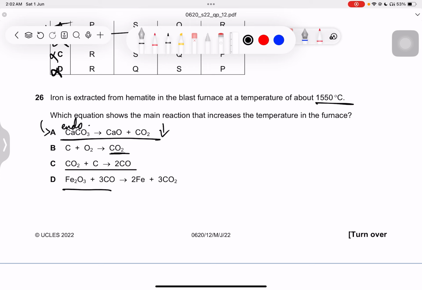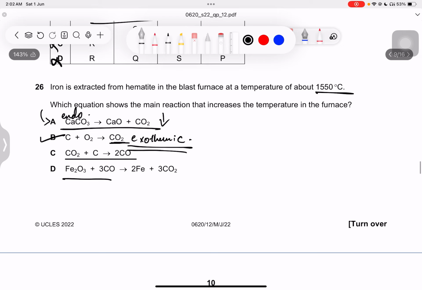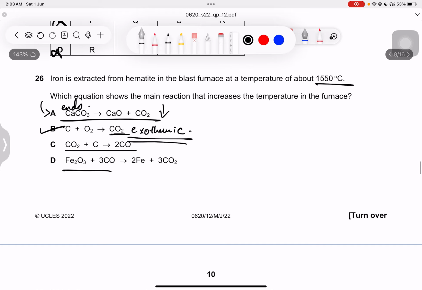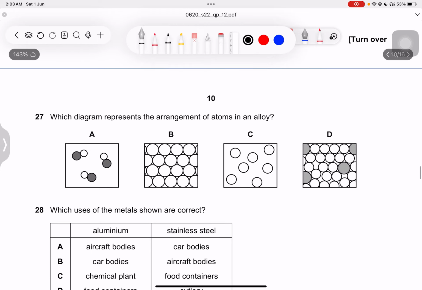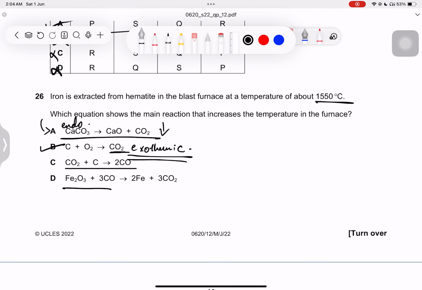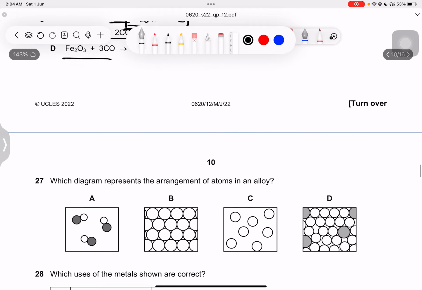So the increase in temperature is done by B. This is the most exothermic reaction. This is the exothermic reaction, and it is the main reaction which increases the temperature. Oxidation of carbon is taking place and a gas is produced. Carbon dioxide, a gas is produced. So this is basically what you have to remember, that this is the most exothermic reaction.